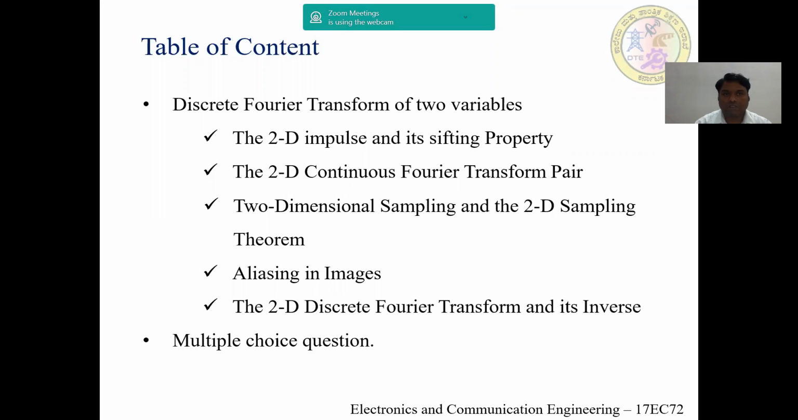Today we are going to discuss the 2D impulse and its shifting property, the 2D continuous Fourier transform pair, two-dimensional sampling and the 2D sampling theorem, aliasing in images, the 2D discrete Fourier transform and its inverse. Then we will go for a multiple choice question.